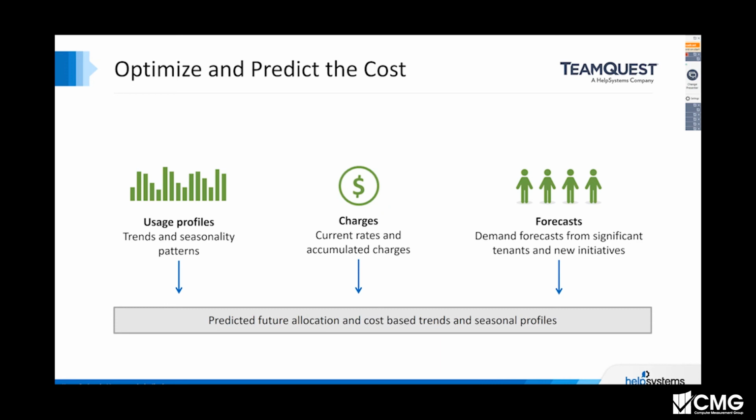So there are three things you need to keep track of. Charges is typically something you'll get from the cloud provider. Forecast is something you need to work with the business on. Usage profiles, the data may come from the cloud provider, but it's probably your responsibility to make sure that you build those trends and those historical trails, because that's not necessarily going to be available from the provider of the cloud service. So that becomes your responsibility.